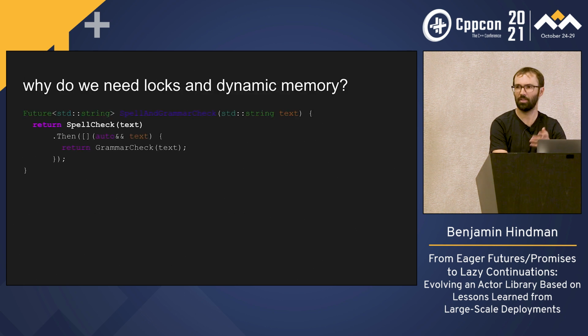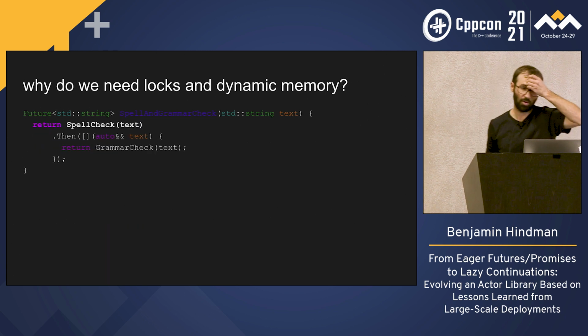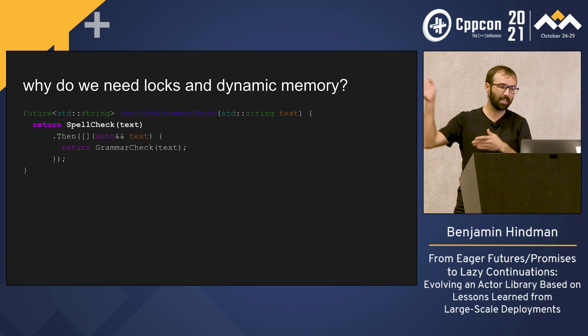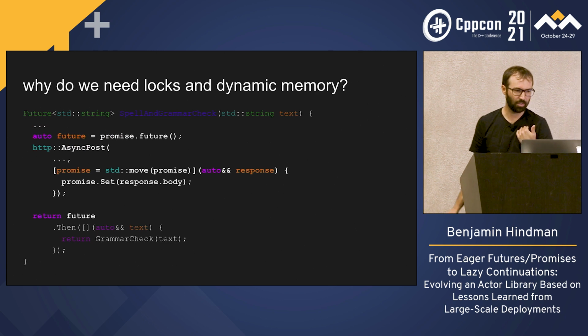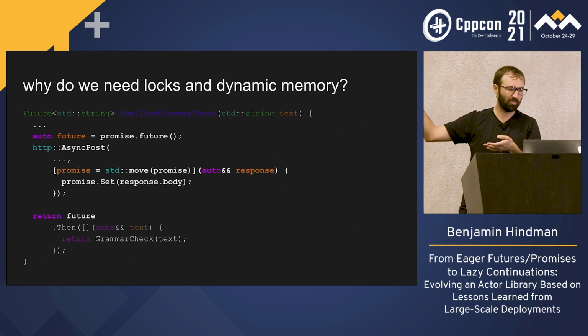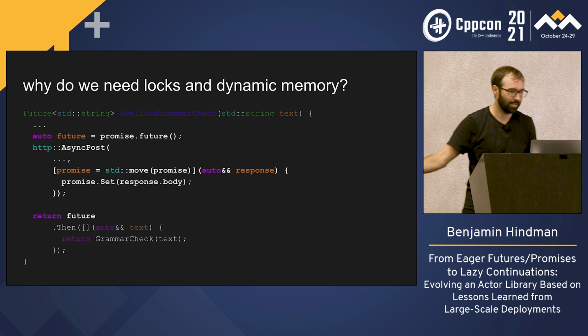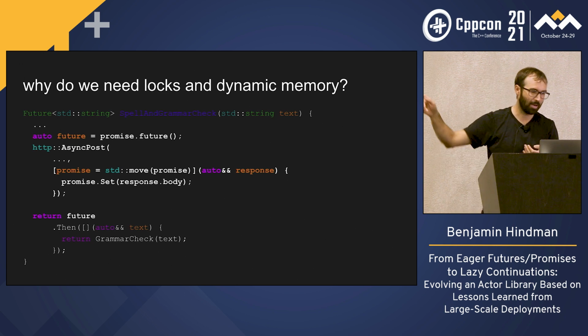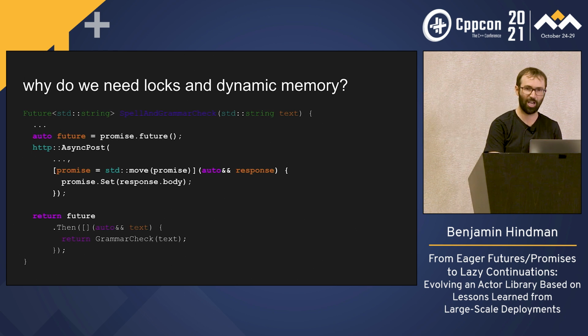So why do we need locks and dynamic memory for futures and promises? This gets to your question, which is effectively the race that's occurring. So let's talk about it. If I were to take this code and inline SpellCheck, we've all looked at the SpellCheck function. What does that do? I've omitted some stuff, but basically I've got my promise and future, and I've got my async post function. Within that, I'm calling promise.set. And from the future I get back, I'm doing a .then to ultimately do the grammar check, the next step in this sequential sequence.